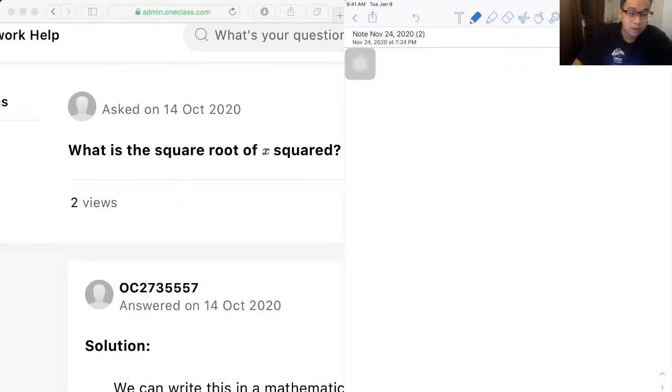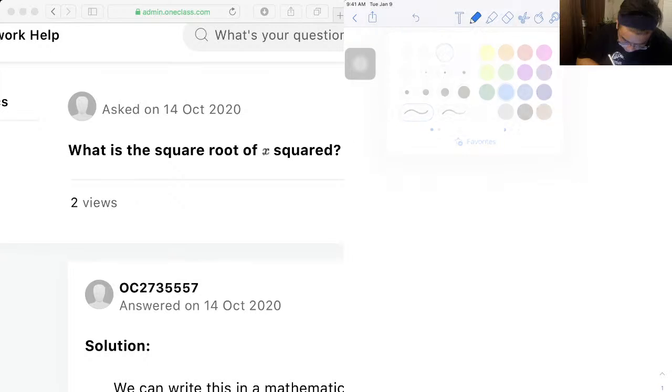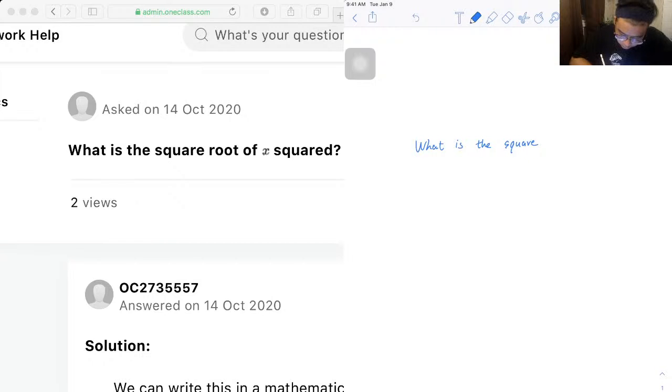So our first question today is asking us, let's copy down the question. So what is the square root of x squared?